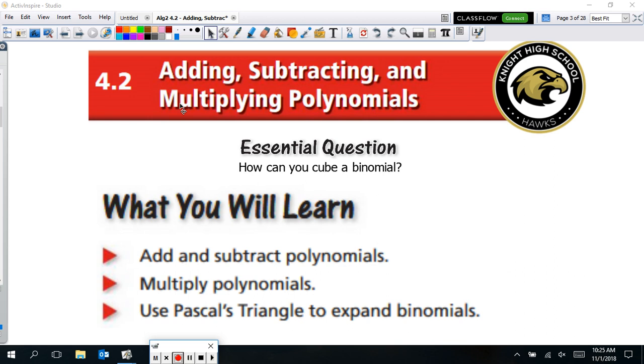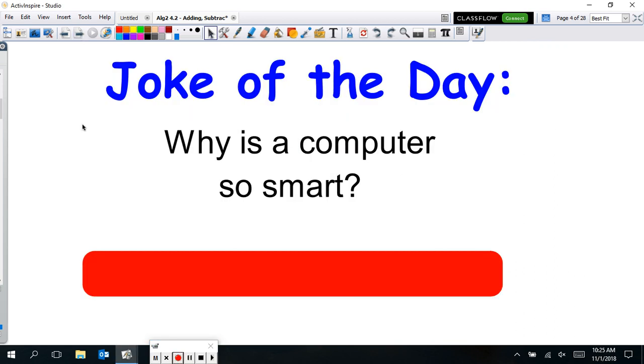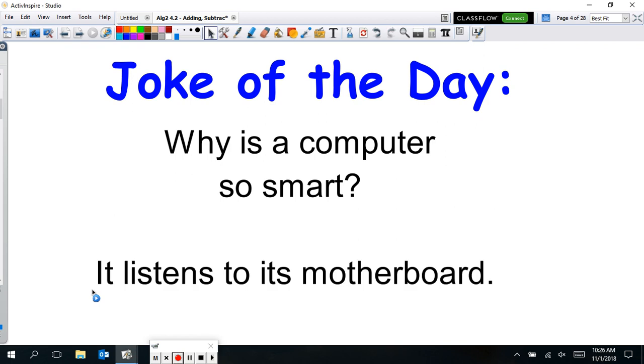But first, let's do a little quick joke of the day. Why is a computer so smart? Go ahead and pause the video if you want to spend a little more time thinking about that. But why is a computer so smart? Well, it listens to its motherboard. So a quick little joke to start us off.